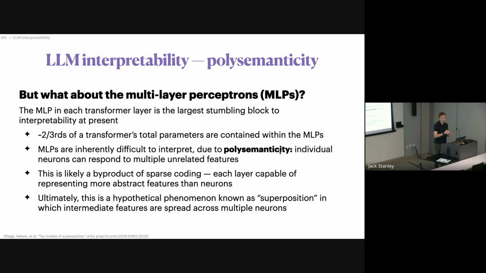In transformers and language, it might be more abstract notions like, I don't know, maybe directionality or something like that. But ultimately, this phenomenon is known as superposition, where intermediate features are spread across multiple neurons. So the trouble here is that you can't attribute one specific feature to one specific neuron. You have to sort of take them all at once.